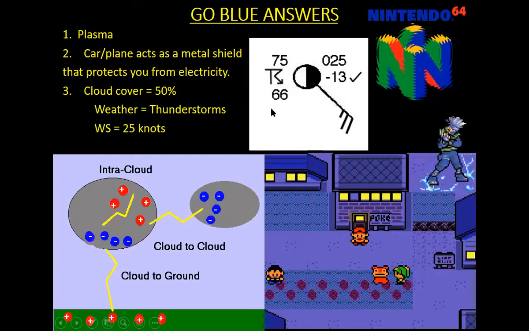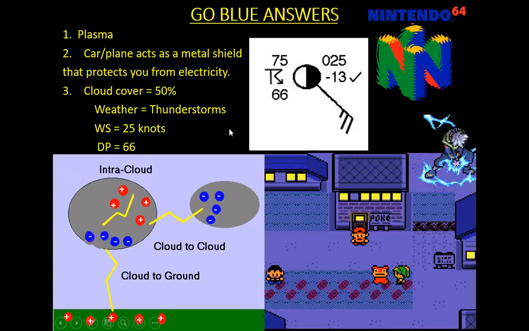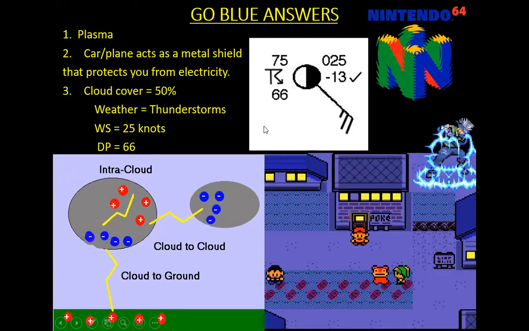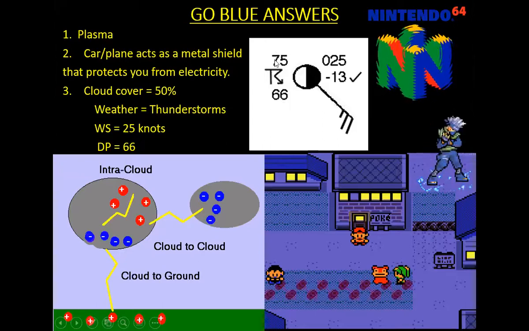Next, we've got our wind speed in knots. Again, as you can see here, we've got 2.5 feathers at the end of the line. So every full line, full feather, I call it, is going to be worth 10. So 2.5 is going to be 25, and then dew point is always going to be the bottom left number. That is going to be 66. Again, the top left number is the temperature, and the top right number is the pressure.